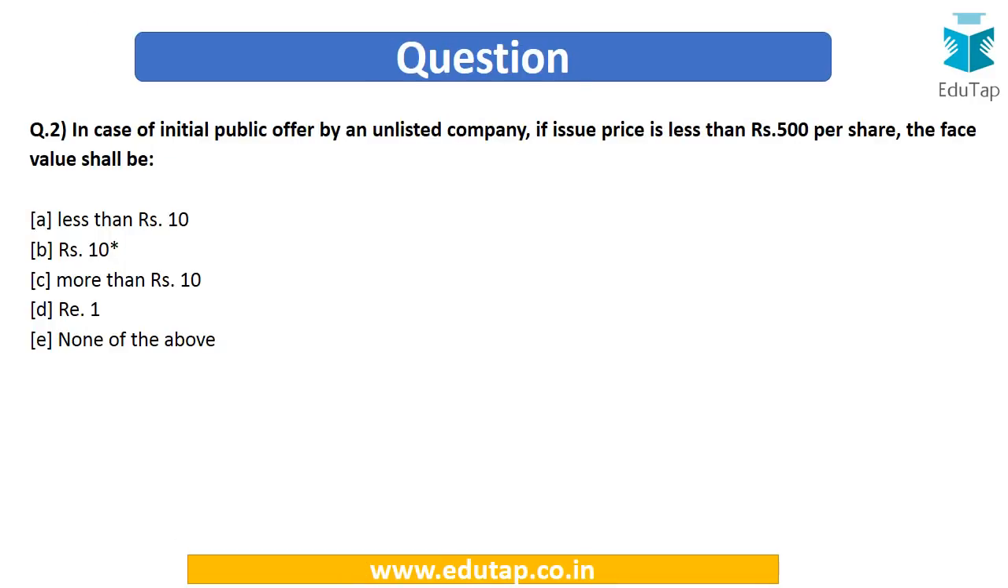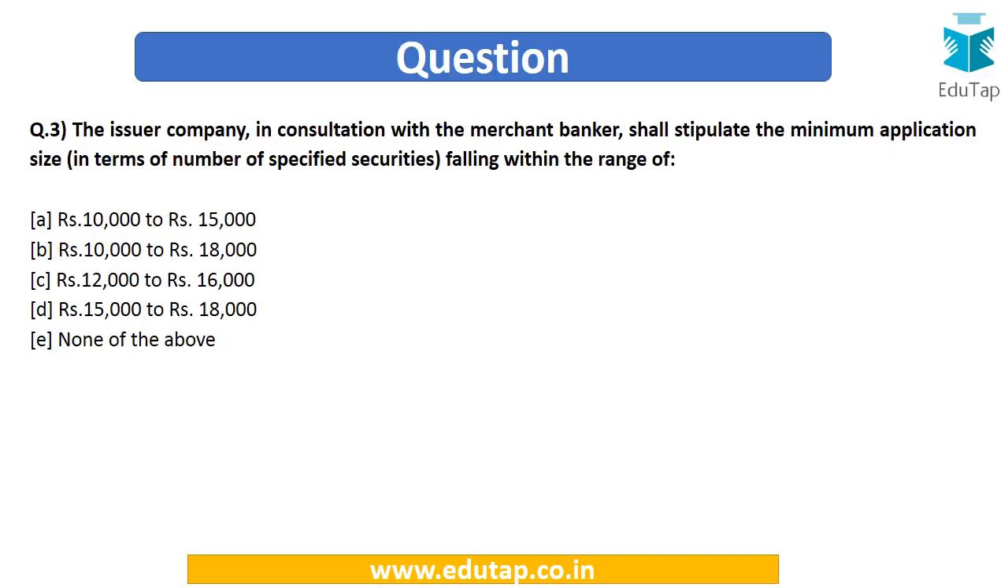So friends, now we can easily answer this question: in case of an initial public offer by an unlisted company, if the issue price is less than rupees 500 per share, the face value shall be rupees 10. So the correct answer is going to be option number B. Now let's move to the next question.